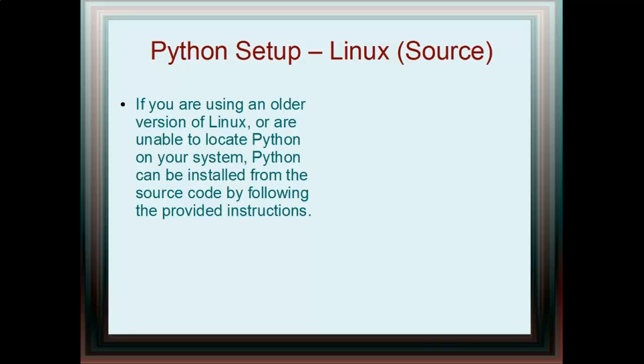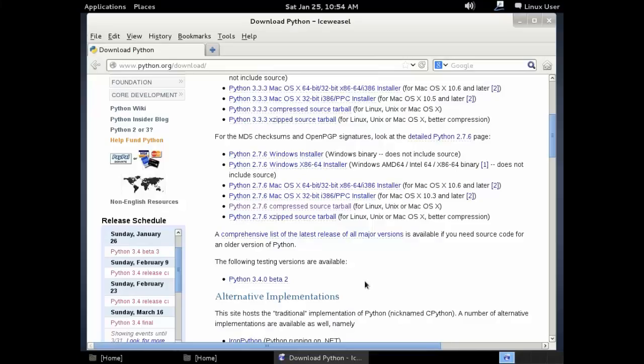If for some reason you cannot access Python on your Linux PC, or have an older version of any of these Linux operating systems and your commands to check for Python did not work, you can install Python from source in Linux by following the provided instructions. First, visit the Python website and go to the download area and download the compressed Python 2.7.6 source.